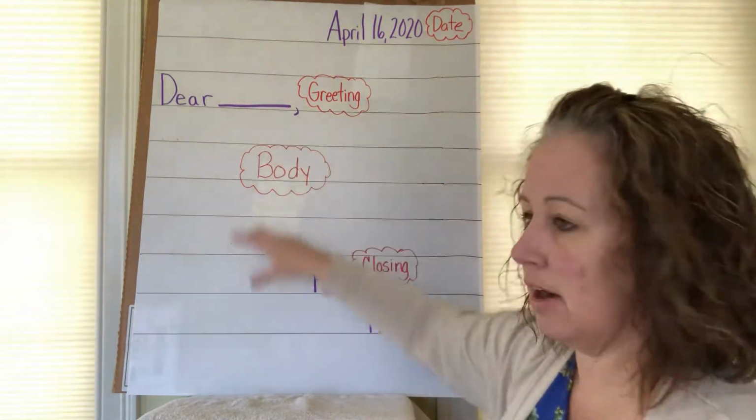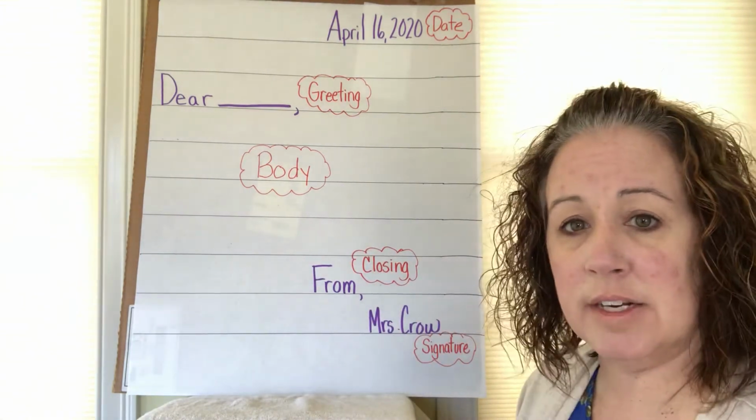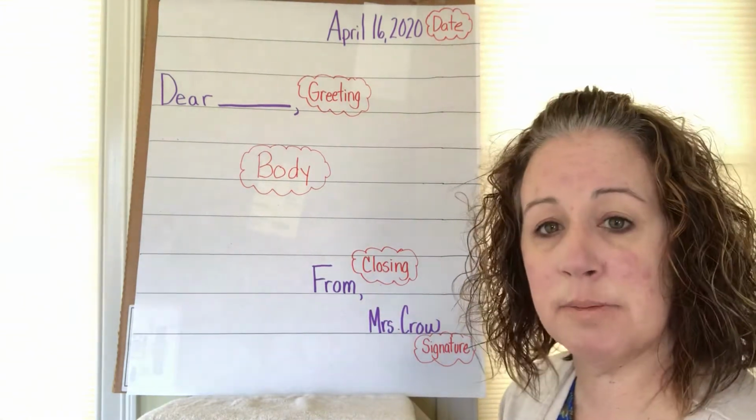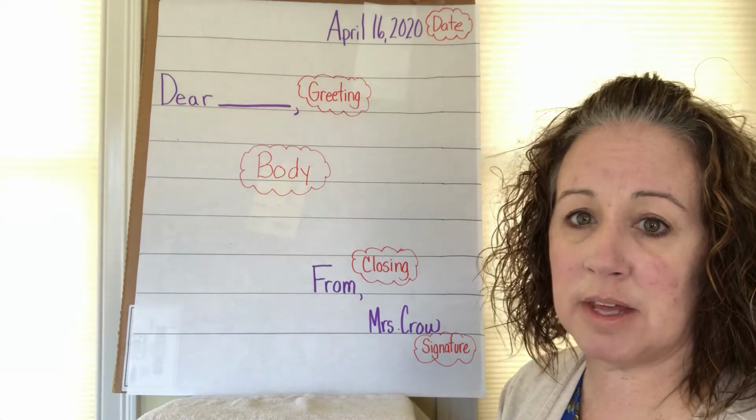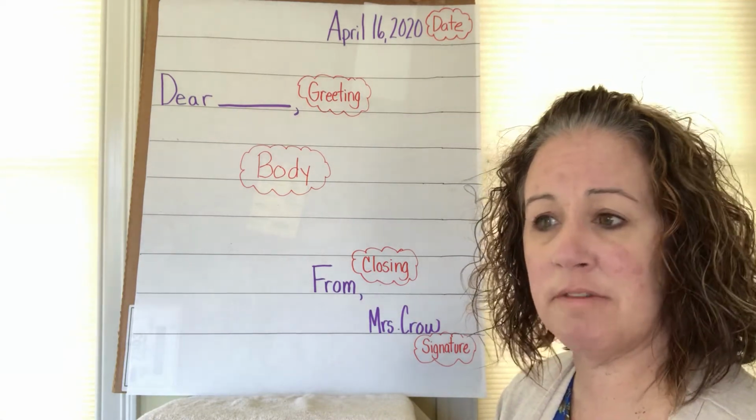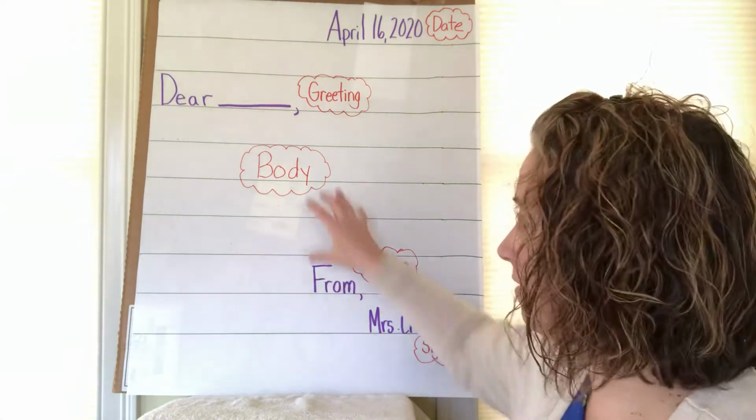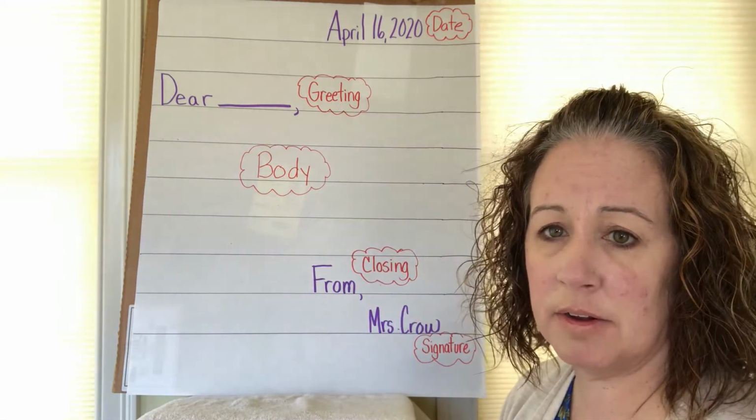The body of the letter is basically everything that you want to write to the person. Maybe you want to ask some questions. Maybe you want to tell them something that happened, a special event. The body of the letter is where you would do all that.